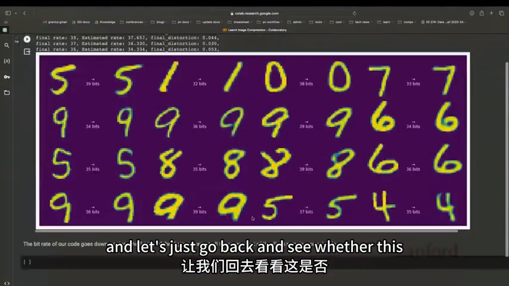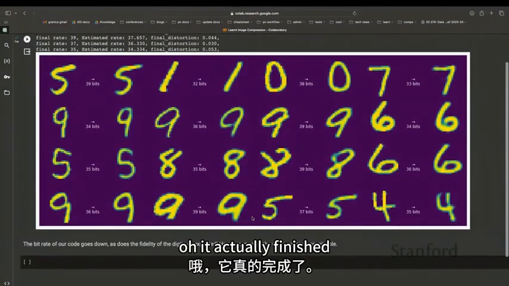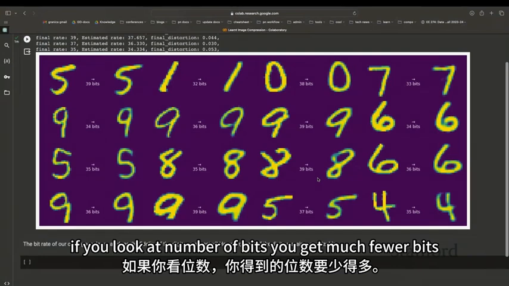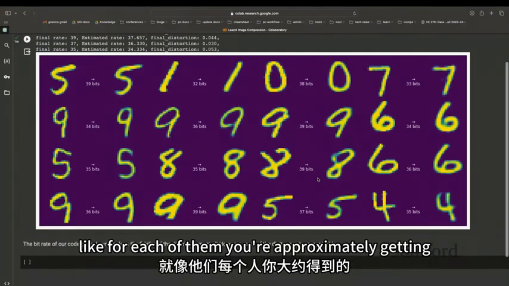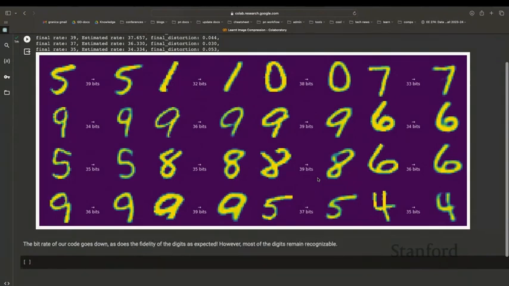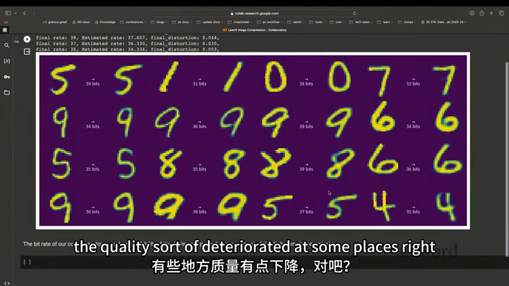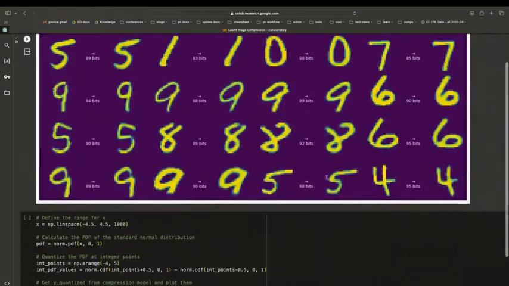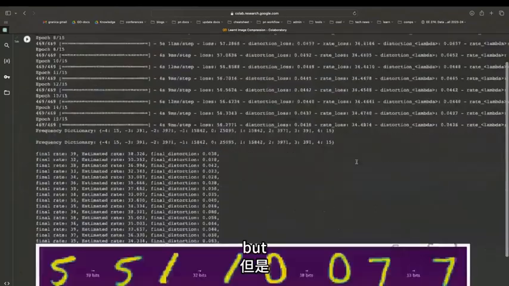Let's go back and see whether this finished or not. Oh, it actually finished. And now you see the reconstructions. If you look at the number of bits, you get much fewer bits. For each of them, you're approximately getting 40 bits. So it indeed reduced the rate. But now you can see the quality deteriorated in some places, right? If I look at 8 and 5 here, they were still bad, but it's better.